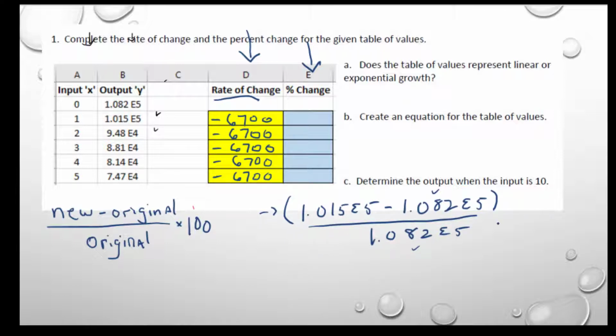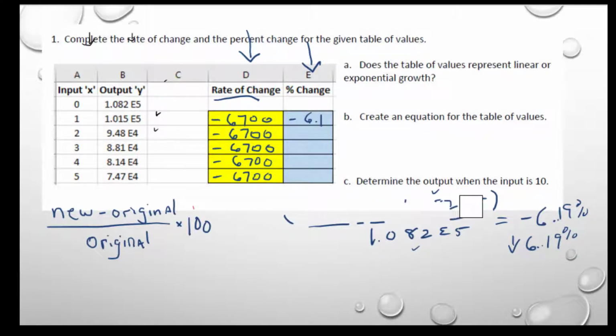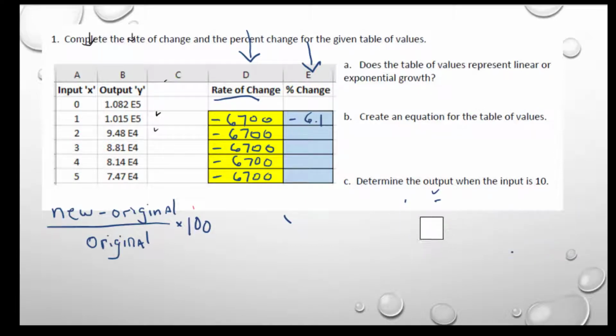So why don't you try putting that in your calculator? And when I put this in, I got negative 6.19%, or a decrease of 6.19%. And that's for the first one. Now I'm going to erase these here. And ask you a question.